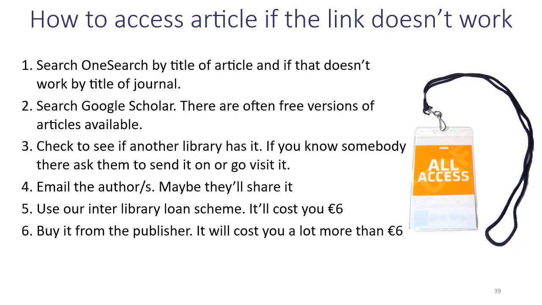You can always search Google Scholar. Google Scholar is great at showing you free versions of many articles. So just take the title of the article and search for it in Google Scholar. You can check to see if another university has it. Just as you can search OneSearch to see what we have, you can go to any other university's equivalent of OneSearch, put in the title of the journal and see if they have it. If you have a family member or friend who's studying there, email them and see if they'll download a copy of that article and send it on to you.